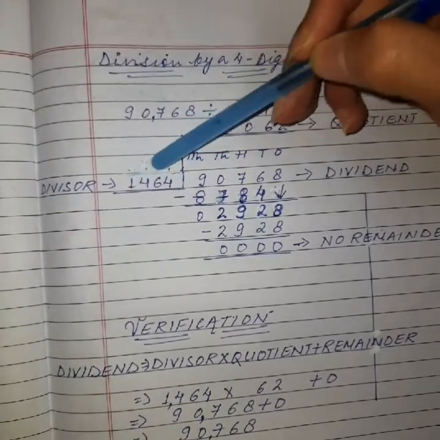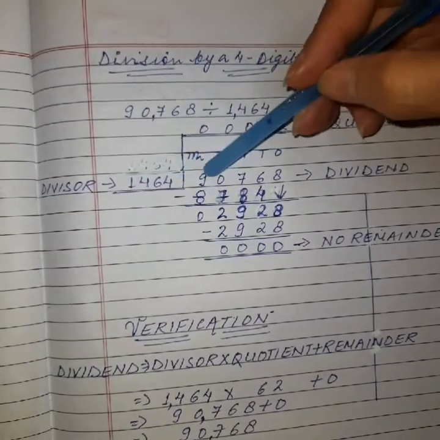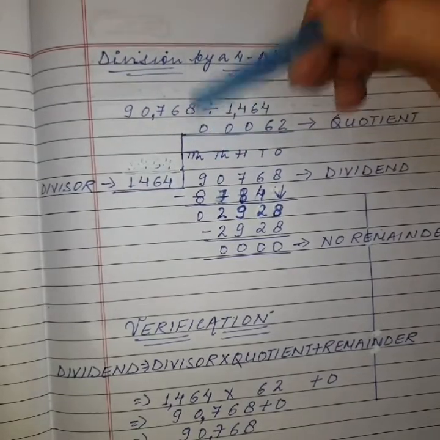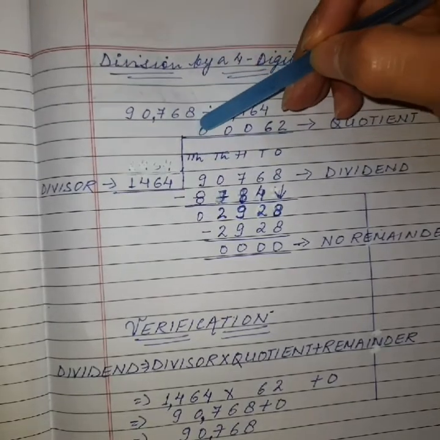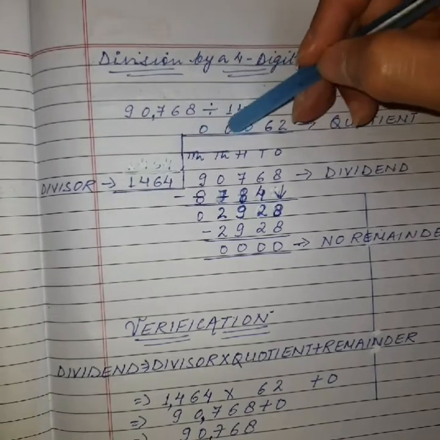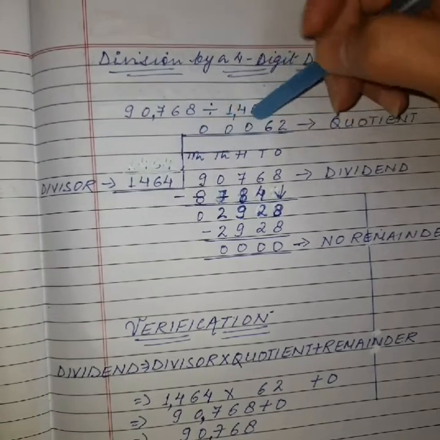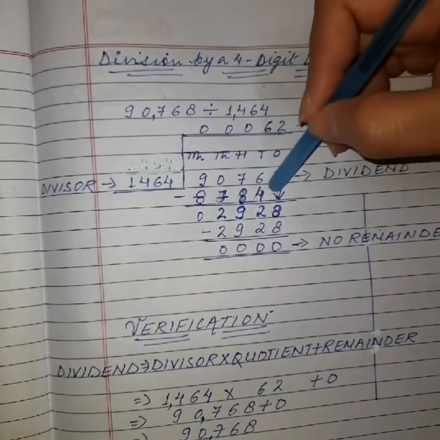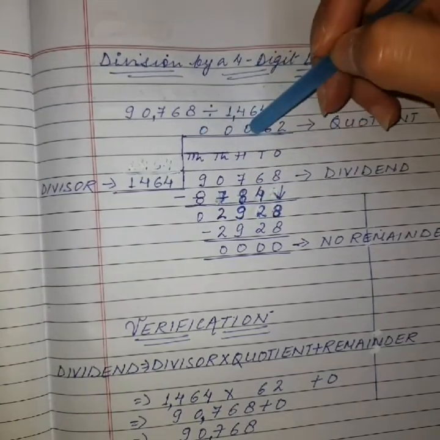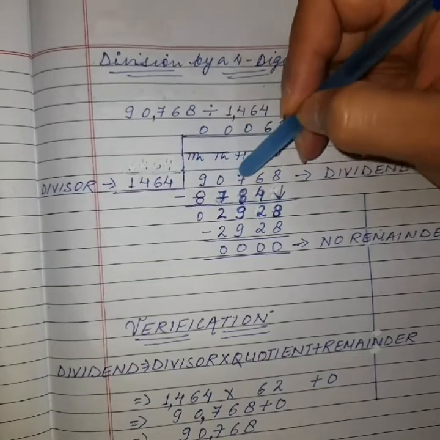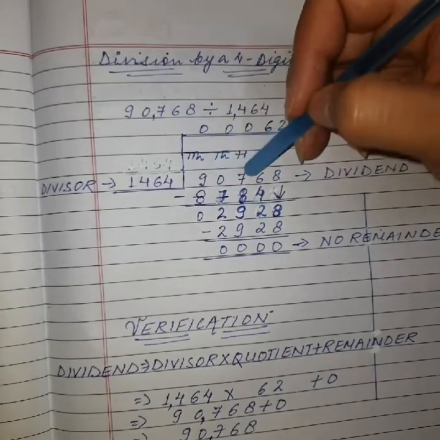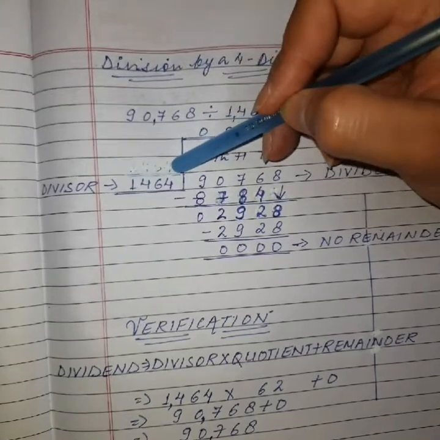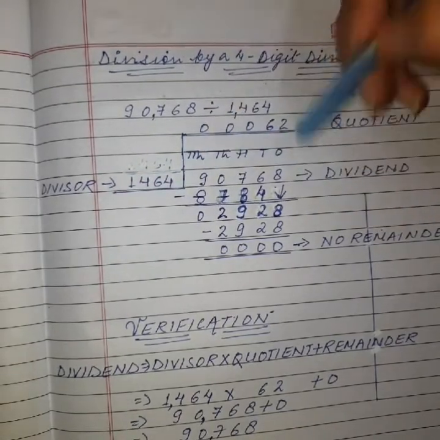The divisor is of 4 digits. We have to take the first 4 digits. So first we will write a 0 at the 10,000 place, again a 0 at the 1000 place, again a 0 at the 100 place. Why have we put these 3 zeros over here? Because the first 3 digits, that is 907, cannot be divided by 1464. Now we'll see how many times it will go.